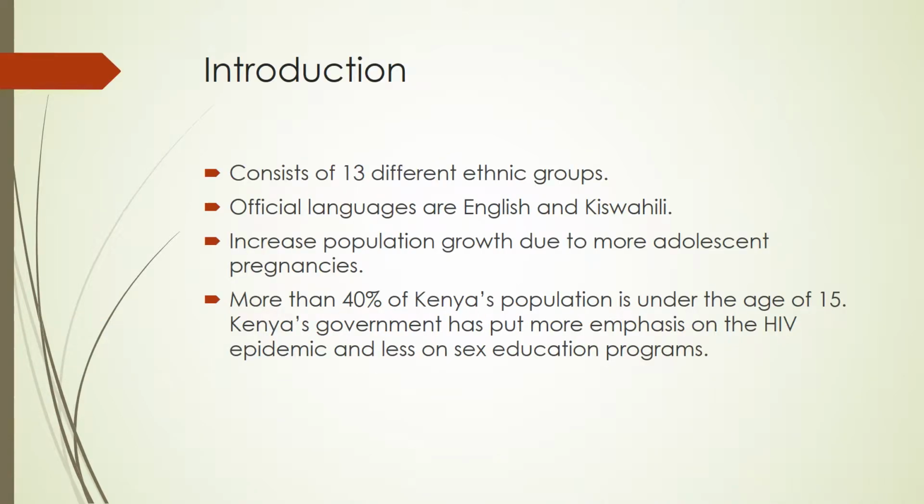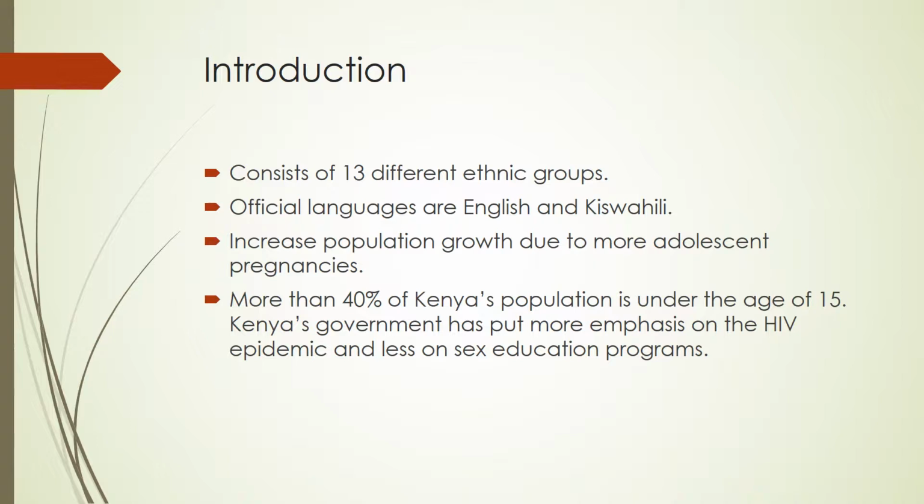Kenya is a country in East Africa with a population of approximately 48 million. It consists of 13 different ethnic groups. The official languages are English and Kiswahili. There is an increased population growth due to more adolescent pregnancies. This is an unhealthy growth due to not enough resources for people, like jobs.